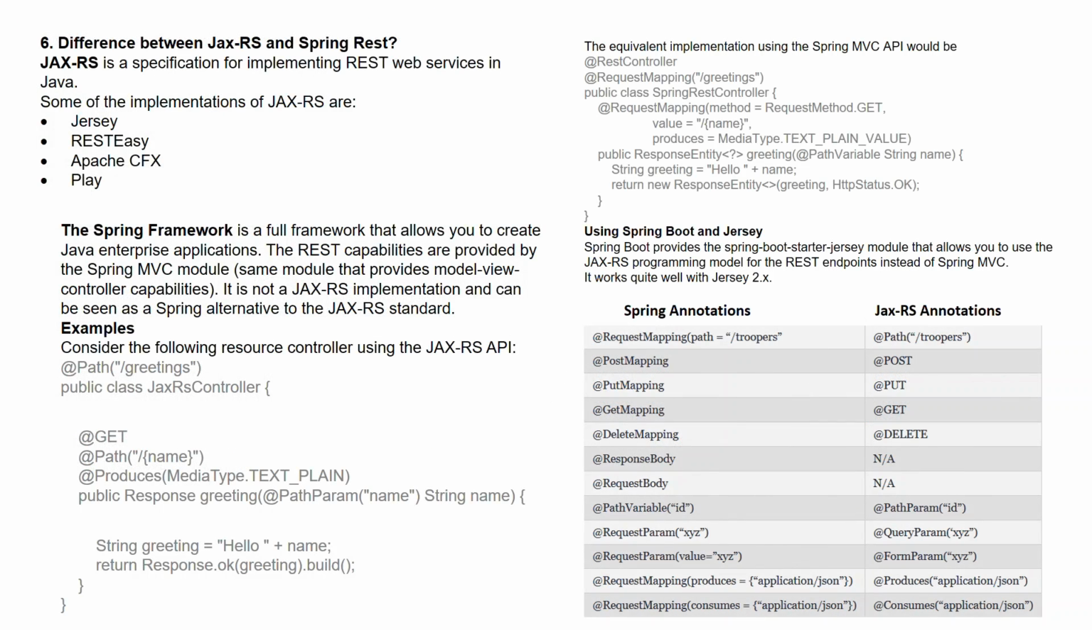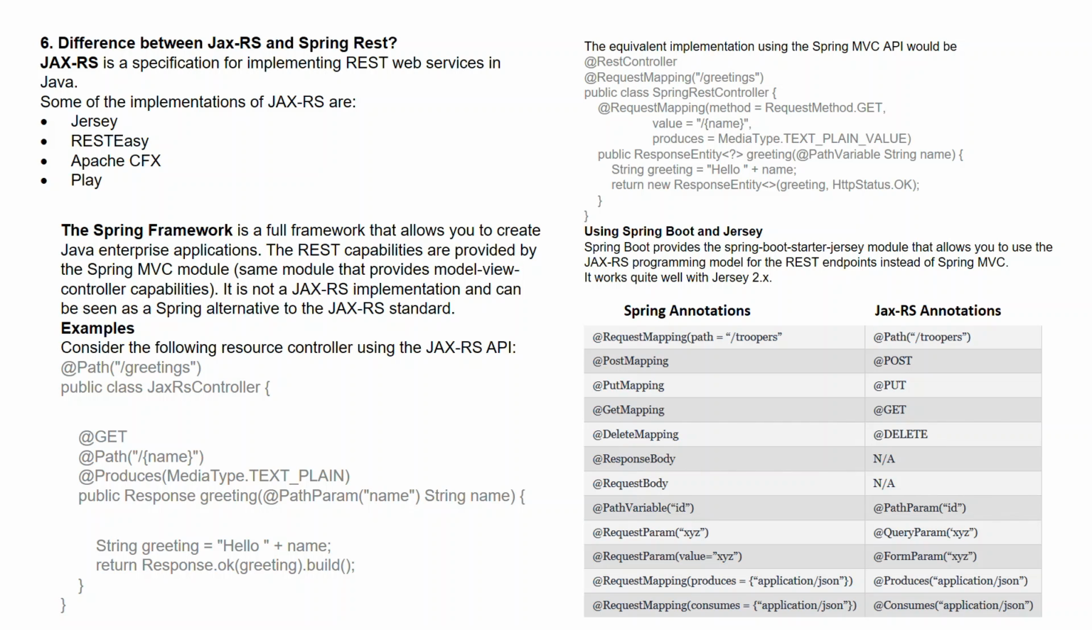6. Difference between JAX-RS and Spring REST. JAX-RS is a specification for implementing REST web services in Java. Some of the implementations of JAX-RS are Jersey, RESTEasy, Apache CXF, Play.